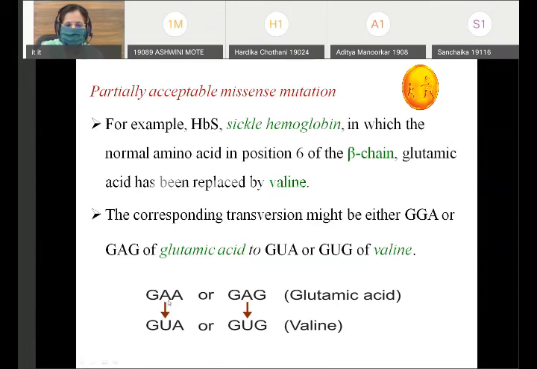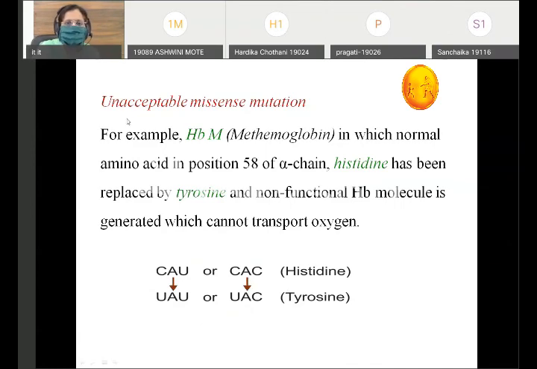That means GAA: this A is converted to U by the mutation, and GAG is converted to GUG. So glutamic acid is replaced by valine at the sixth position of the beta chain, and this is a partially acceptable missense mutation. Okay. Now, the unacceptable missense mutation.